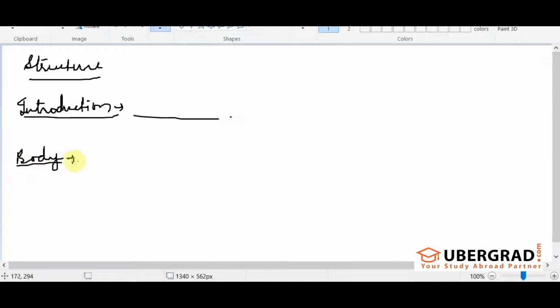Coming to the body. What is your body? Covering the 3 bullet points ensures that these are your body. Whatever we say for the 3 bullet points is considered to be the body. Next, the explain part is considered to be a conclusion. So conclusion is the explain part.